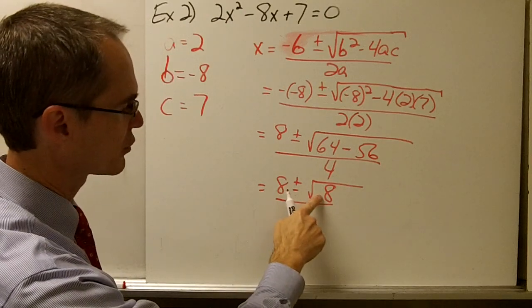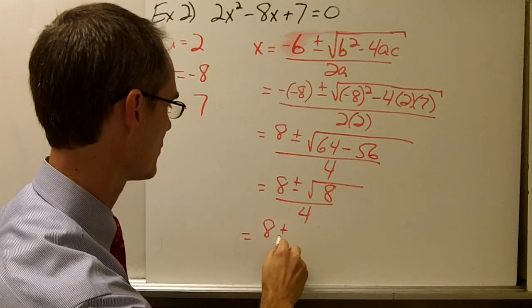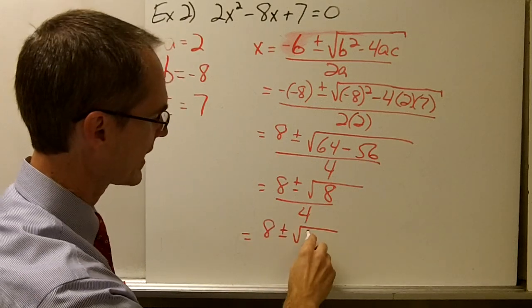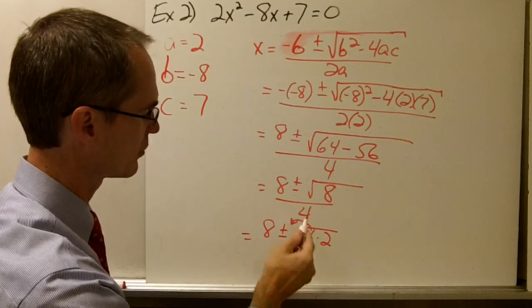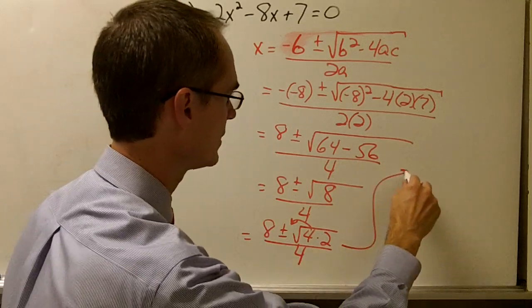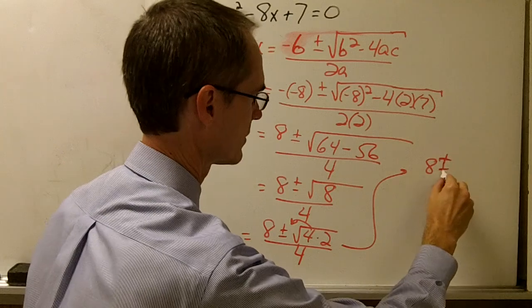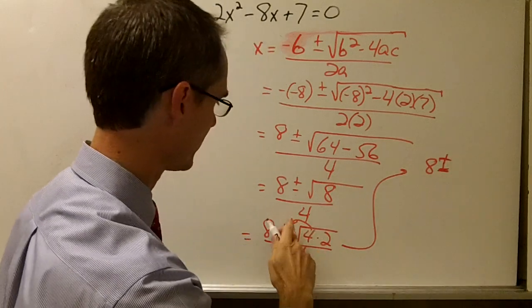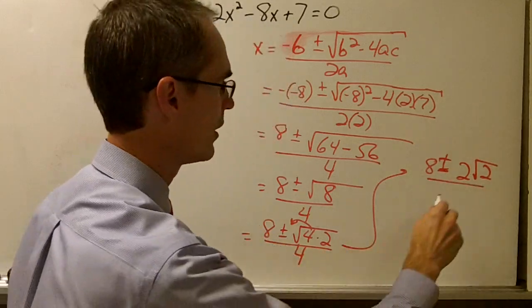And I can simplify the square root of 8. Let's see, 8 plus or minus, if I write that as 4 times 2, then 4 is a perfect square factor, which I can bring out here. So that's going to give me 8 plus or minus, let's see, bring out the 4, that becomes a 2. So that's 2 times square root of 2 over 4.